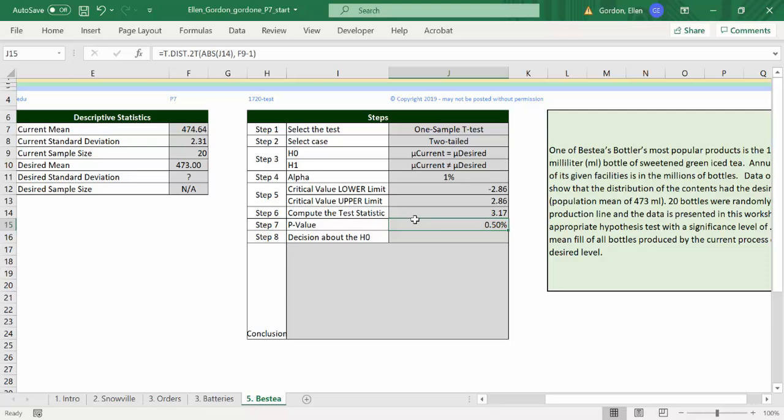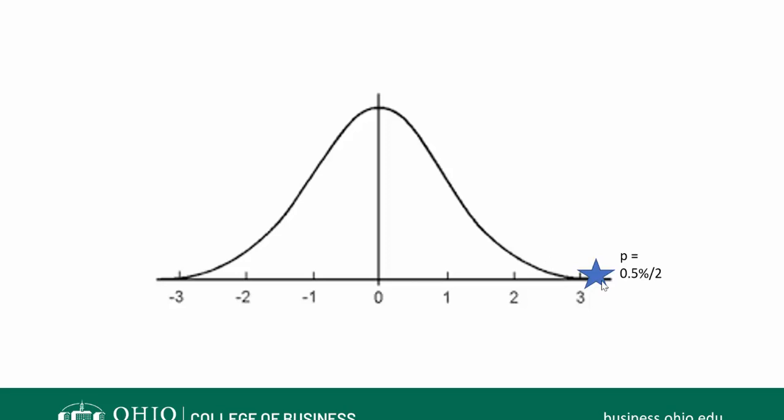Again, p-value should be formatted as percentages to 2 decimal places. Here's a visual depiction of our p-value. It is the percentage to the right of our test statistic.